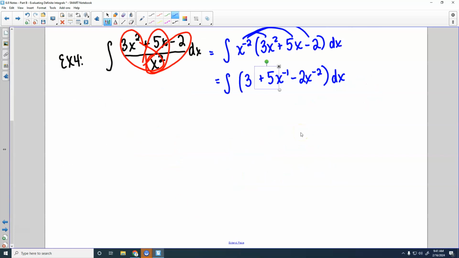All right. So, whenever you integrate this, that 3 is just a 3x. What do we get for the 5x to the negative 1?